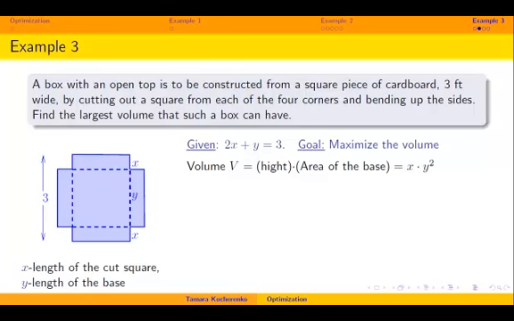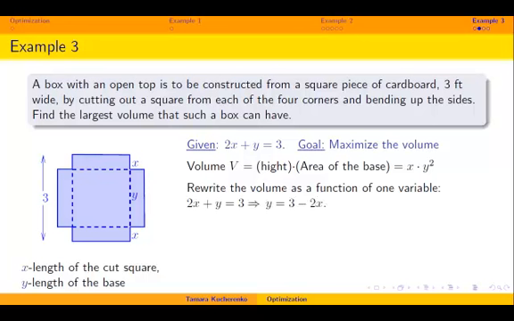As before, we need to rewrite the volume as a function of one variable and then find its maximum. We use the given equation 2x plus y equals 3 to find y equals 3 minus 2x. Substituting into the expression for volume, we get V equals x times (3 minus 2x) squared, which is a function of x alone.